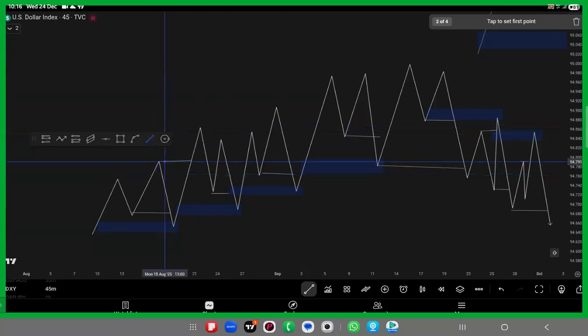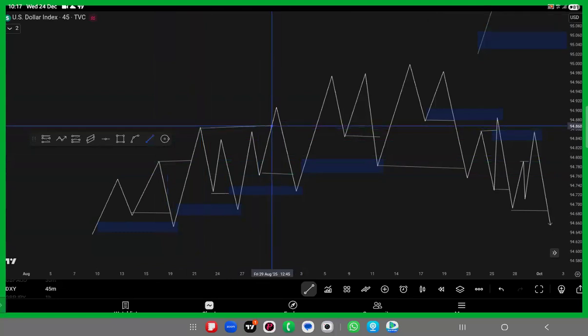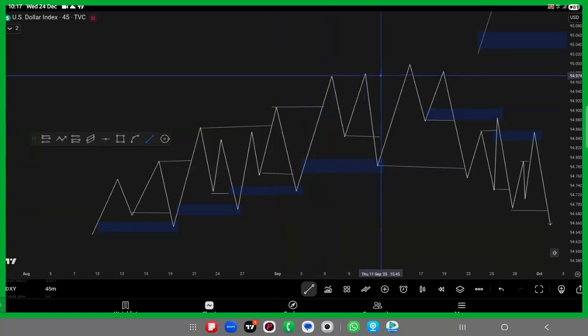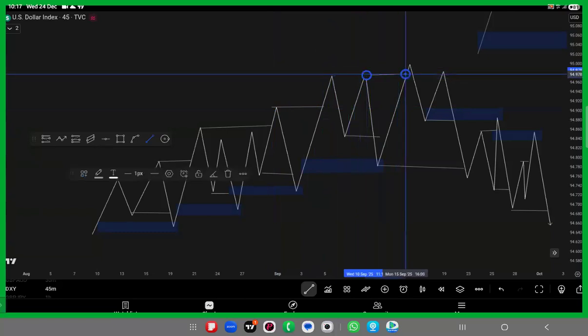This is the break of structure in this one. This is the break of structure over here. As a break of structure over here.